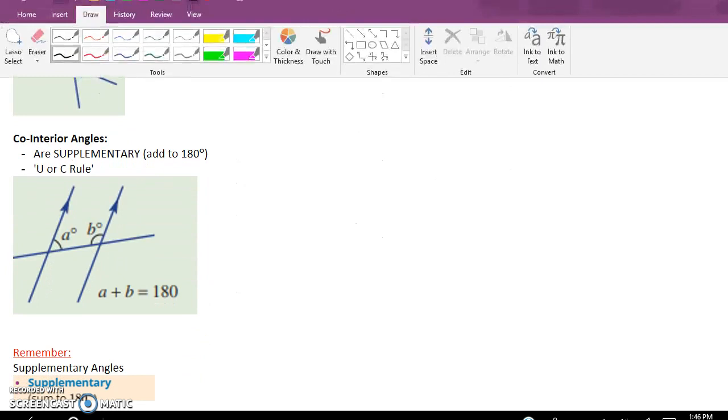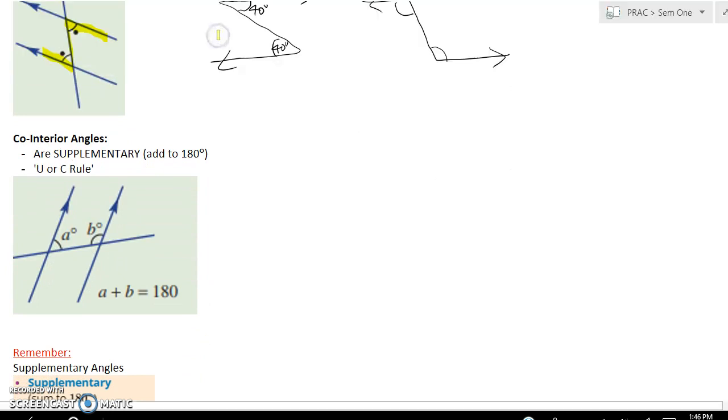Jumping into something a little bit different now is the cointerior angles. So these angles A and B must add to 180 degrees using this rule, which we can call supplementary. Supplementary just means add to 180 degrees. It's often represented as a U rule or C, depending on how it's drawn.